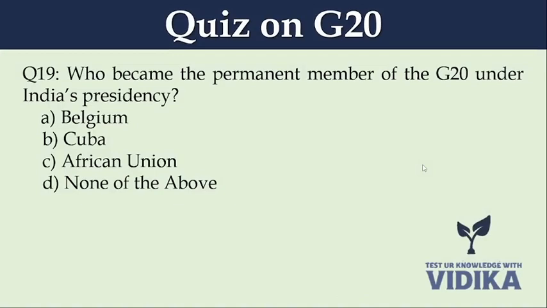Who became the permanent member of the G20 under India's presidency? Option A Belgium, option B Cuba, option C African Union, option D none of the above.